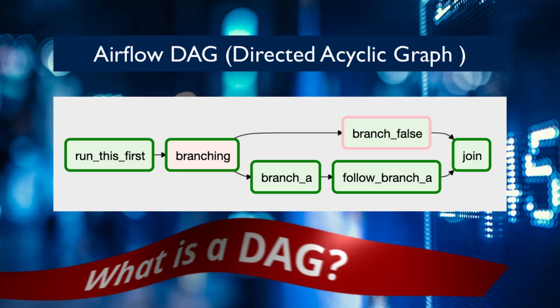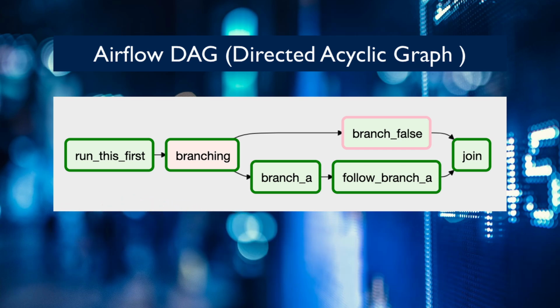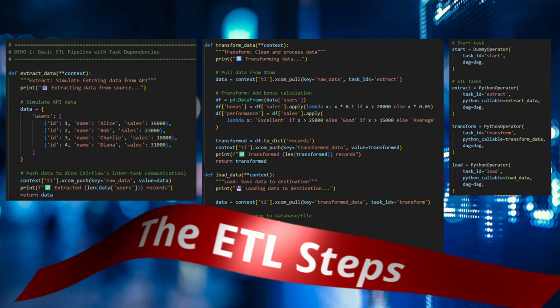Think of a DAG as a to-do list where each step must run in order or sometimes in parallel. DAG stands for Directed Acyclic Graph. It just means tasks flow in one direction and don't loop back. In Airflow, each DAG describes how jobs run, when they run, and how they depend on each other. We start with a simple ETL example.